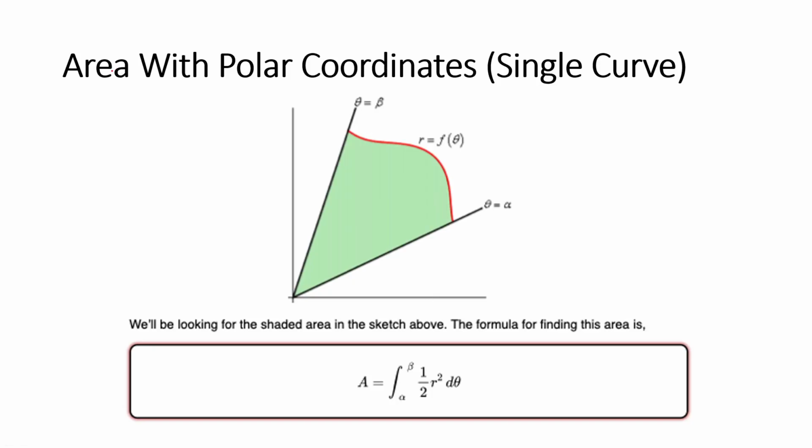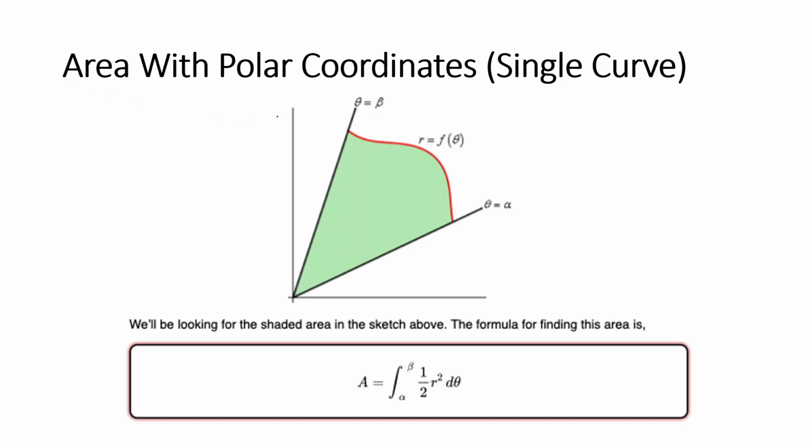Okay, so let's continue with the discussion. So let's go to area for polar coordinates. Since we already know how to graph polar equations, that's what we did last meeting, we're now ready to solve the area given the polar equations.